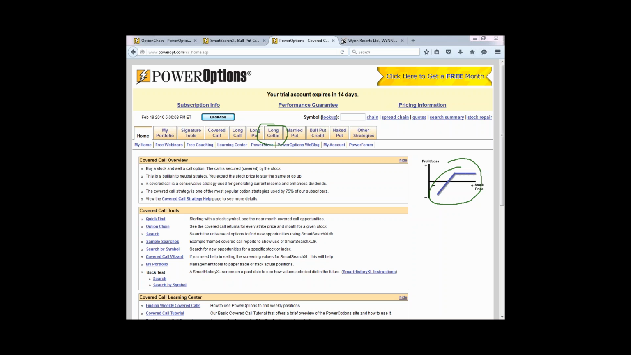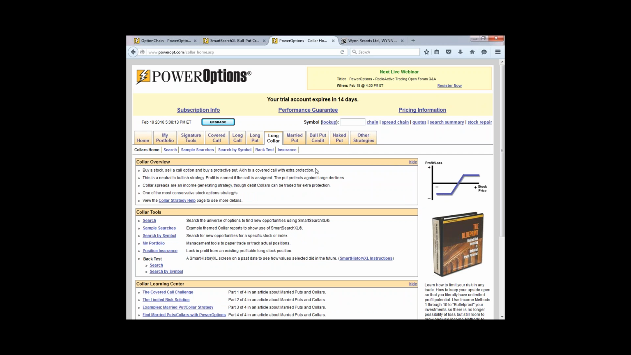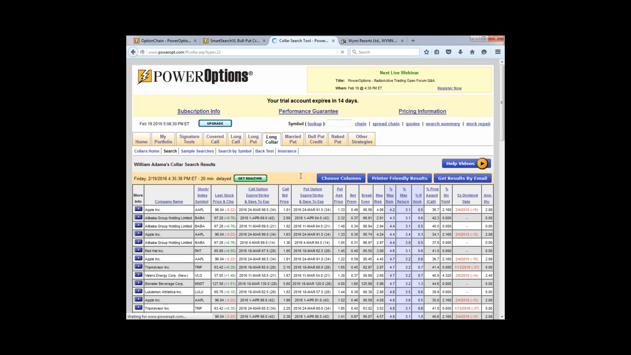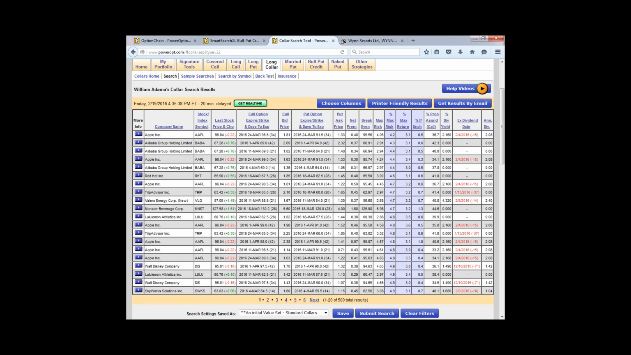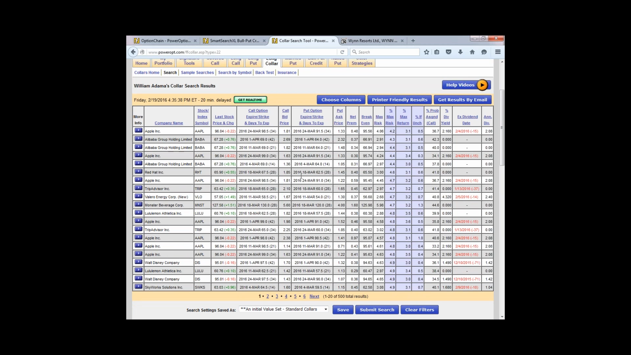All right, so Siva asks, can you go over a long collar? Okay, well, a long collar is really any combination of owning stock, selling a call, and buying a put. Now, when I say that the 20% of my portfolio that's in standard collars, what I mean by a standard collar is something that's similar to the risk-reward profile of a bull call debit spread or a bull put credit spread. What I like to do with my collars here is look for a stock that matches my criteria, and I'm going to sell a 15, 20 to 30 day out at the money or slightly out of the money call and buy a deeper out of the money put.